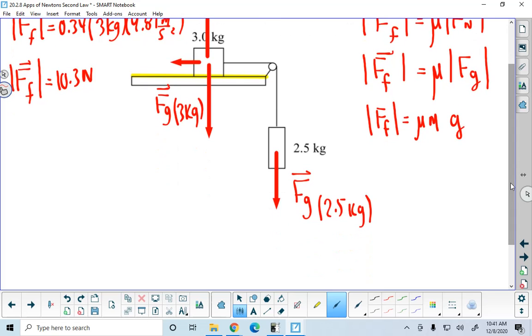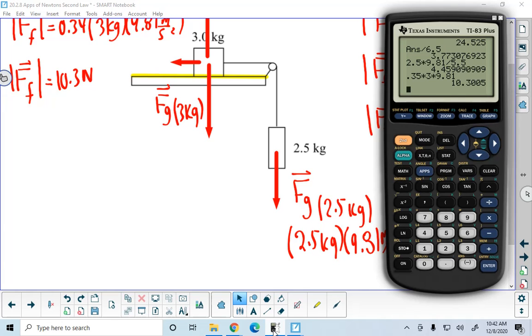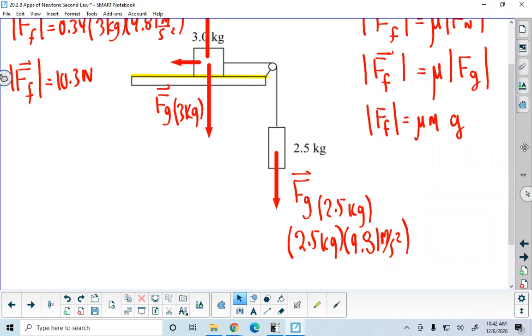So this is the mass, which is 2.5 kilograms, times 9.81. I can see right away the force pulling this down is easily bigger than the opposing force of friction. It's going to be very close to 25 newtons. 2.5 times 9.81 gives 24.525. Oh, right, we had calculated that before. So 24.525.